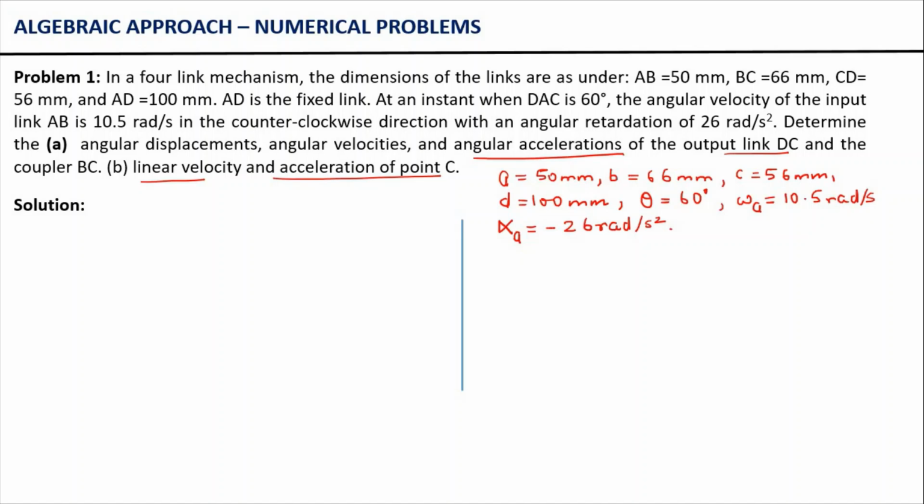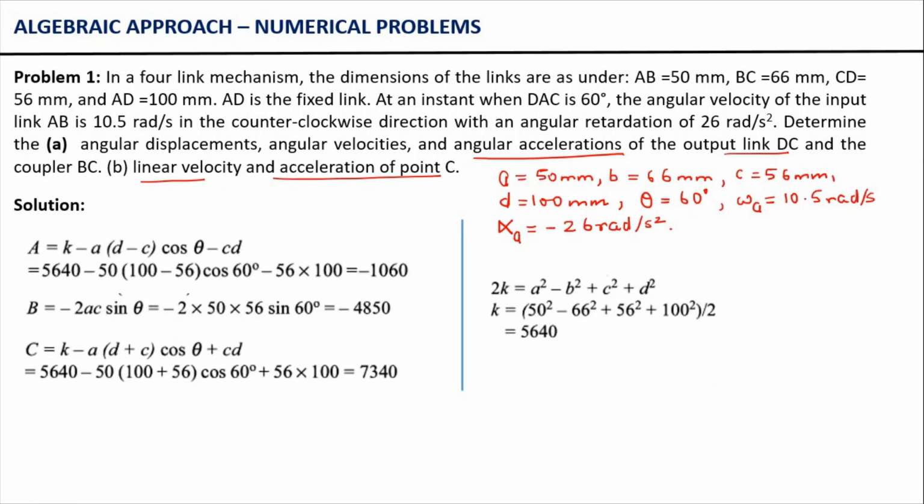Now let us see how we can solve this problem using the analytical technique. Obviously the first step is to solve for these three constants A, B and C. We have already defined the equations for A, B and C. So A is given as K minus a, then d minus c, cos theta, minus c d. First we will calculate the value of this constant K using this particular equation.